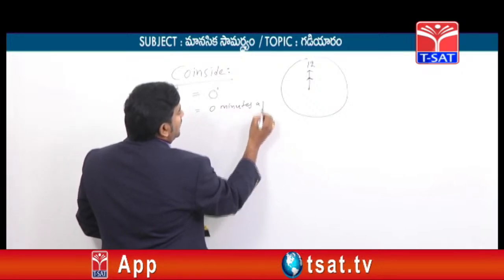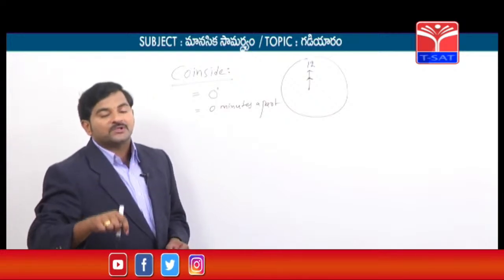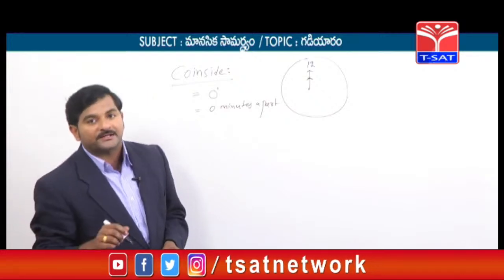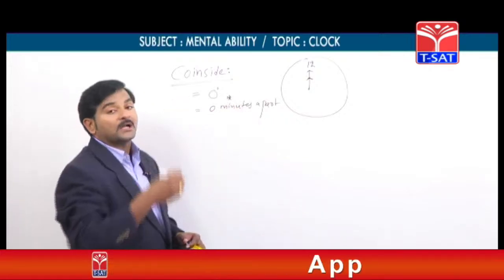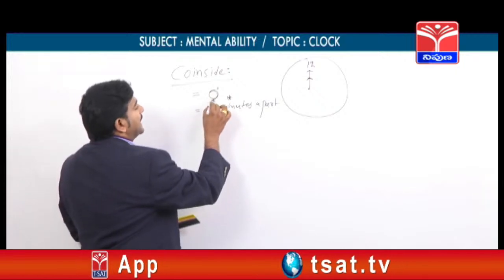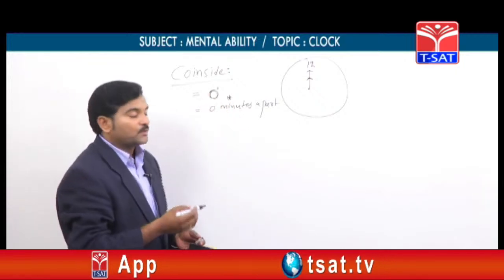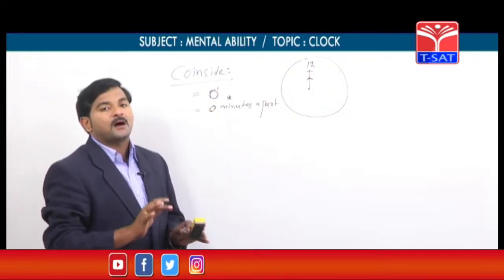We will discuss this in detail when we come to the opposite condition and perpendicular condition. Okay, so now just keep in mind: when two hands coincide, the angle between them is 0 degrees, and the two hands are 0 minute spaces apart.